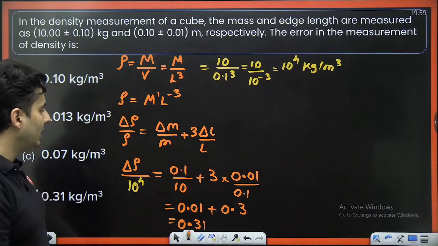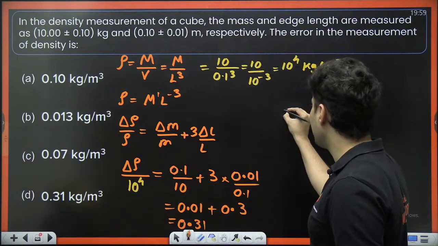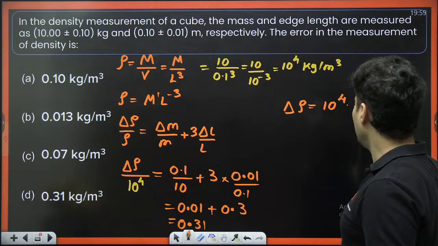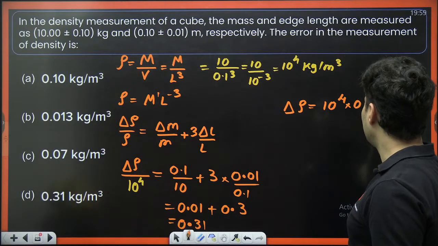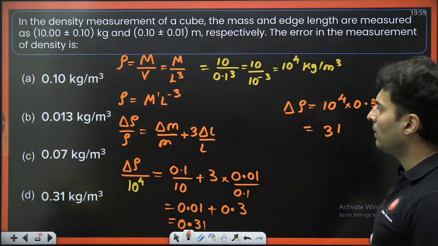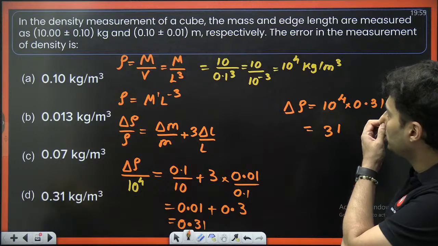This will be 0.31. So therefore, shifting this on the other side, delta rho will be 10 to the power 4 into 0.31, which is 31. I think we have missed some decimal places or what?